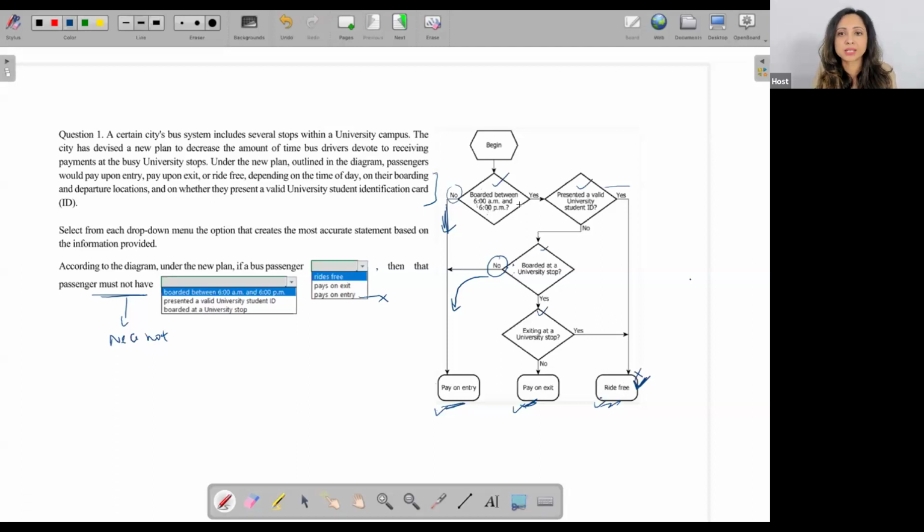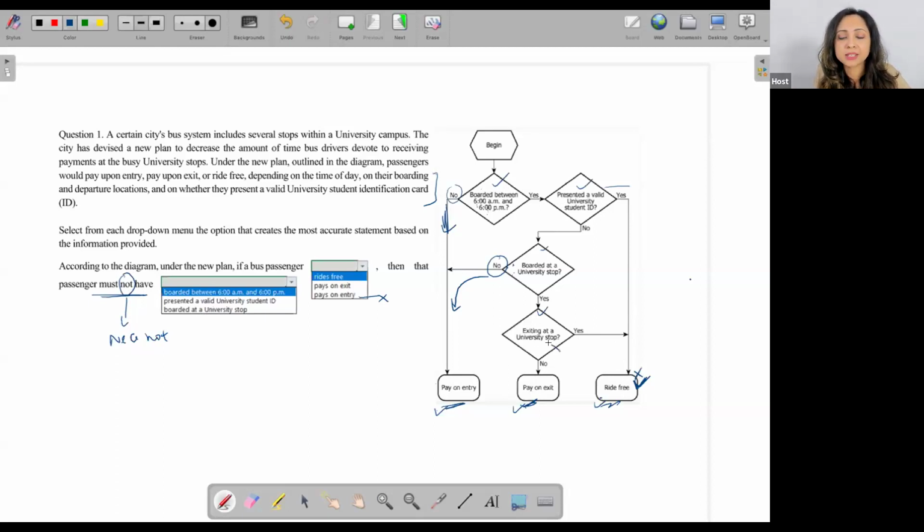Look, can it be boarded at a university stop? If it is yes, then I am reaching ride free. So essentially, there isn't any negated condition which is taking me to ride free. So then, of course, this can also not be the answer. I know I need a negated necessary condition. Why? Because I have a must not have over here, right? So then I come to pay on exit.